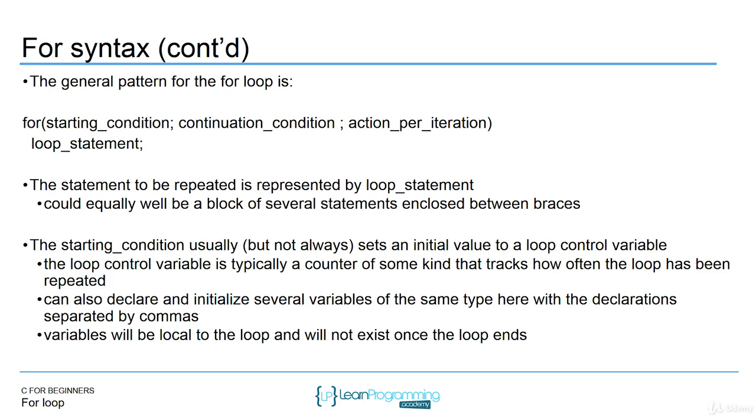You can also declare and initialize several variables of the same type here, with the declarations separated by commas. So you can have multiple initializations here. Now, depending on what C compiler you use, you may not be able to declare those variables inside the for statement. If you use anything below the C99 compiler, you have to declare the variables outside of the for statement, and then you would just initialize them where the starting condition says. But we'll go through some of those examples. The starting condition is where you initialize variables. It's the loop control variable, and it's named for that reason because it controls how often the loop is going to execute. It's when you initialize it.